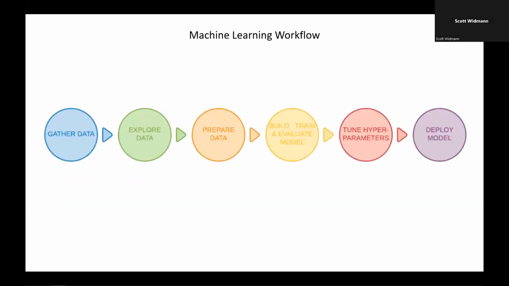So the general machine learning workflow is we gather data, we explore the data, we prepare the data, clean it up, filter it, and then we'll build and train a model on that data. And then we'll try to get that model as optimized as possible, and we'll tune what they call hyperparameters. And then once we have everything working well, we can deploy this model on data that it's never seen before and make predictions.